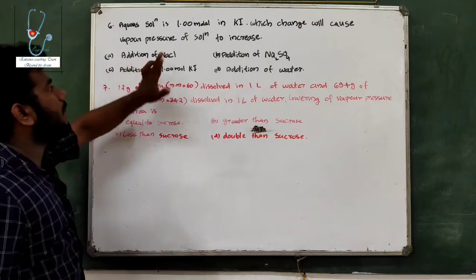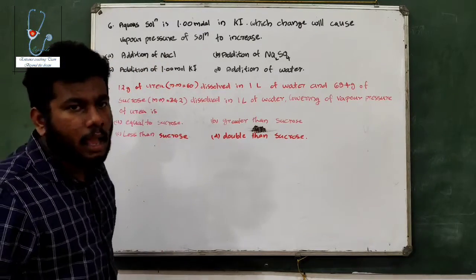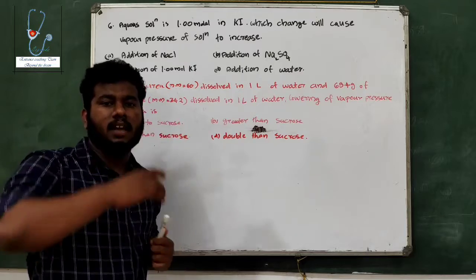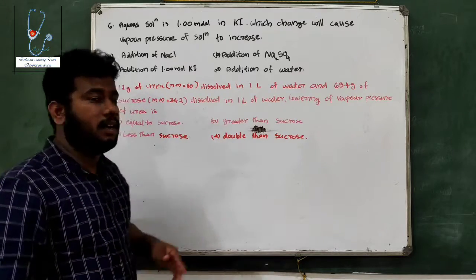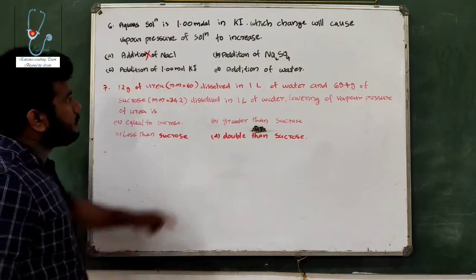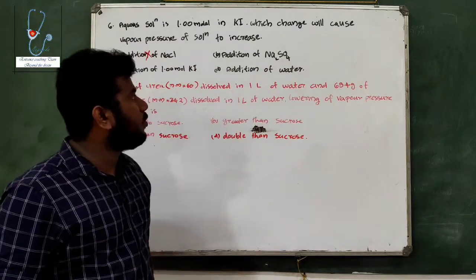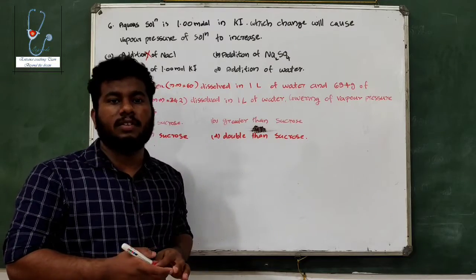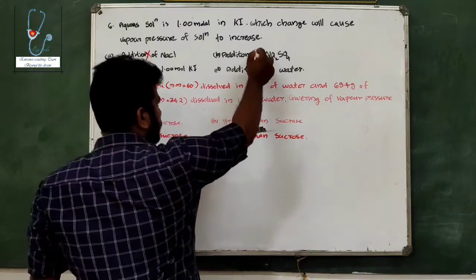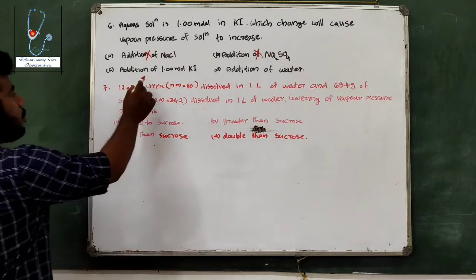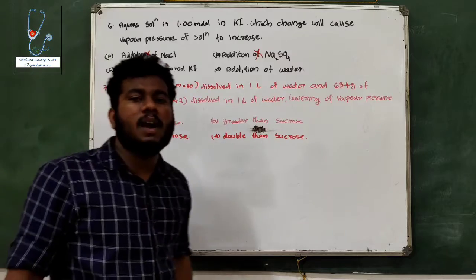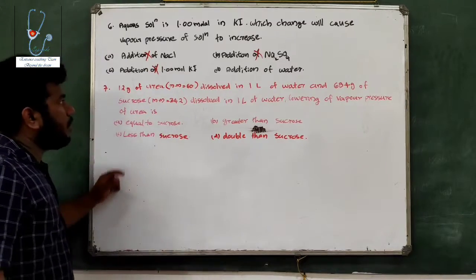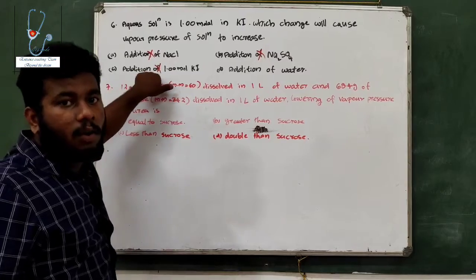First, addition of NaCl. NaCl is a solute. Addition of NaCl causes more ions, more solute particles at the surface of the liquid, hence the vapor pressure decreases. So this answer is not correct. Second, addition of Na2SO4. This is also a solute. When Na2SO4 is added, the concentration of solute ions increases, hence the vapor pressure decreases. And third, addition of one mole KI, which also increases the number of ions in solution.